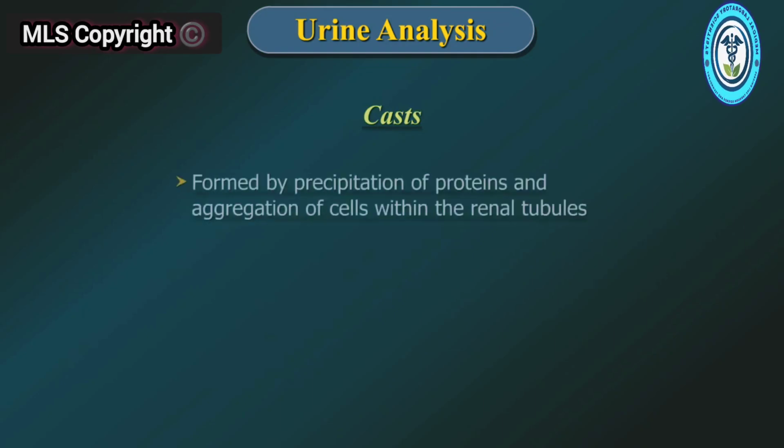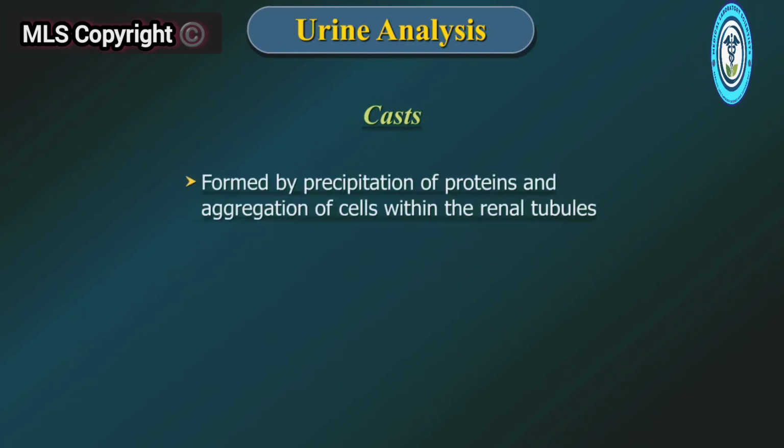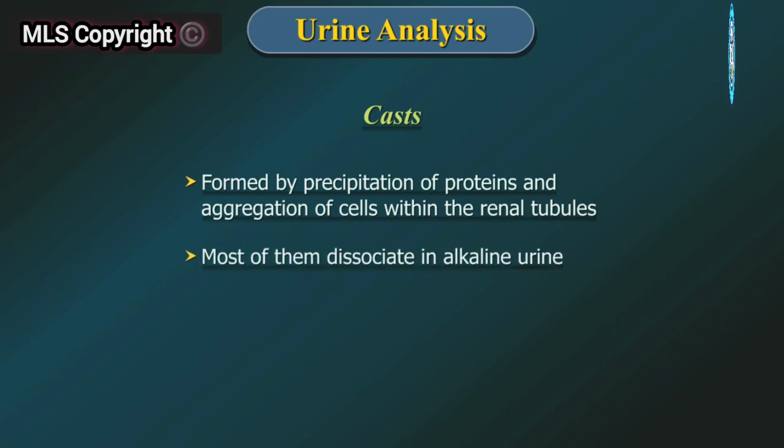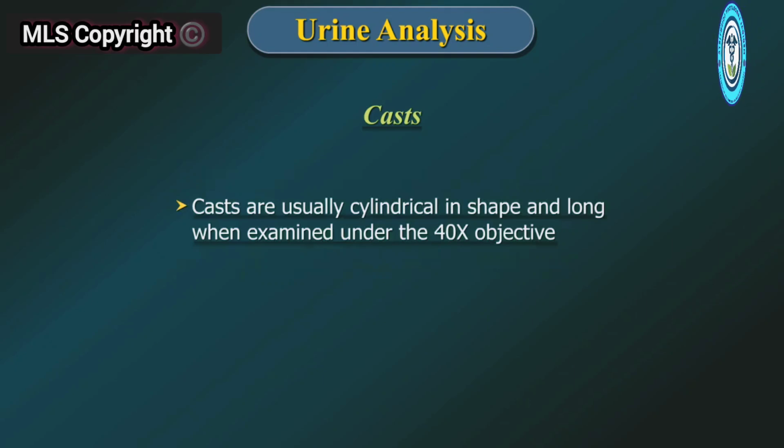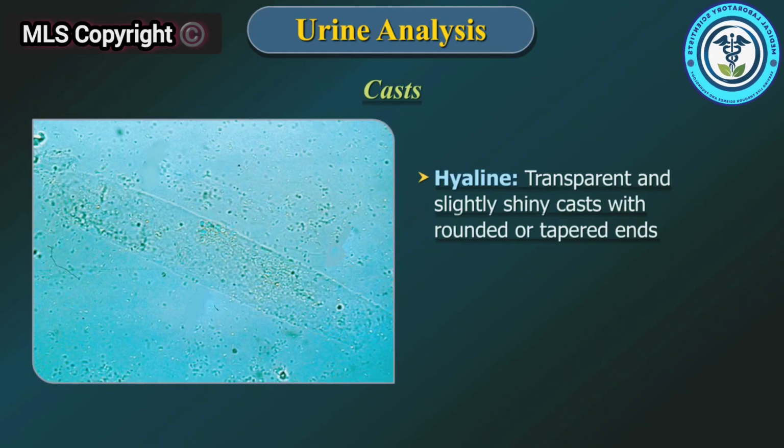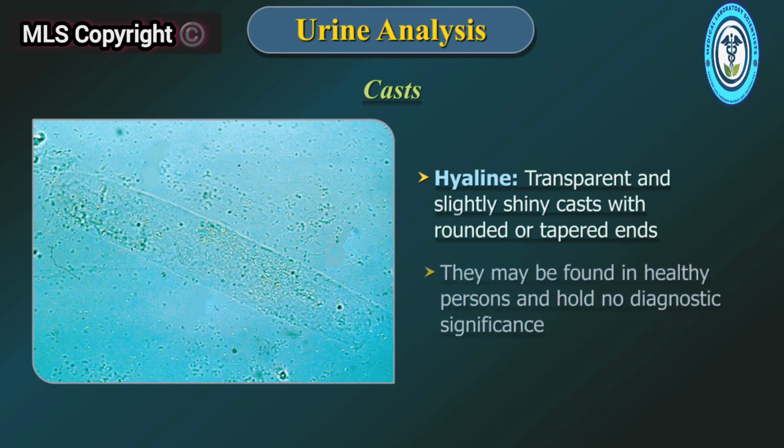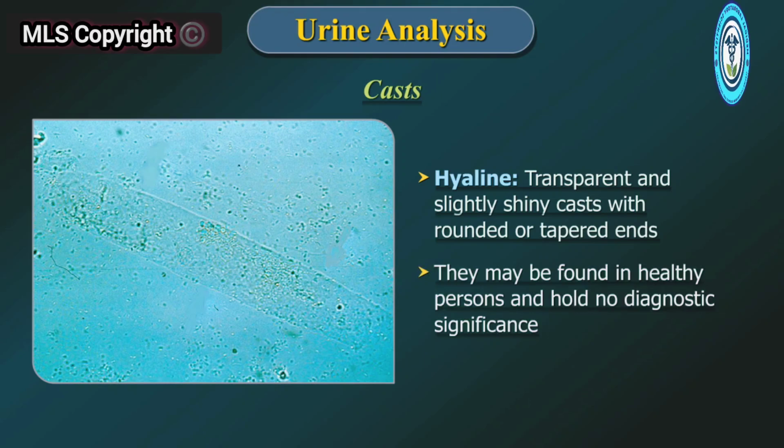Casts are formed by precipitation of proteins and aggregation of cells within the renal tubules. Most of them dissociate in alkaline urine. Casts are usually cylindrical in shape and long when examined under the 40x objective. These may be hyaline casts, which are transparent and slightly shiny casts with rounded or tapered ends. They may be found in healthy persons and hold no diagnostic significance.